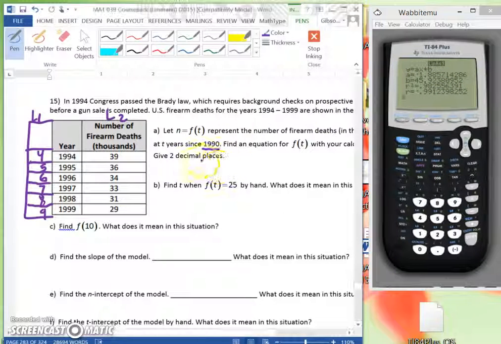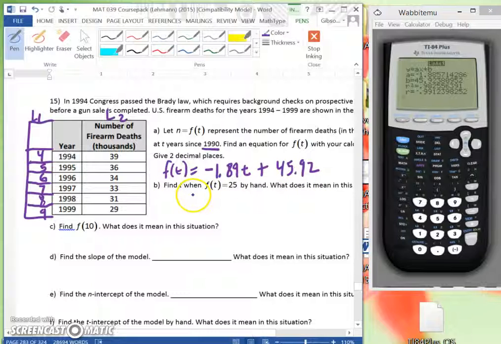So again, we're going to use f of t, and that would equal our a, and they want us to round it to 2 decimal places, will be a negative 1.89. It'll be times t, and then it'll be plus our b, which is 45.92. We round it to 2 decimal places. So this is our equation. Does everyone follow that?